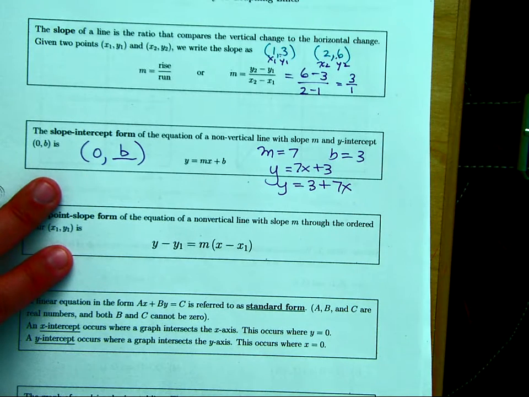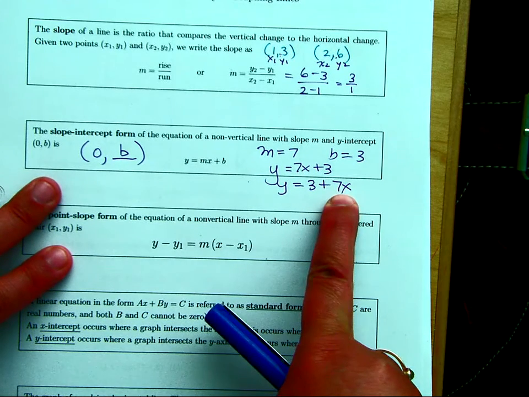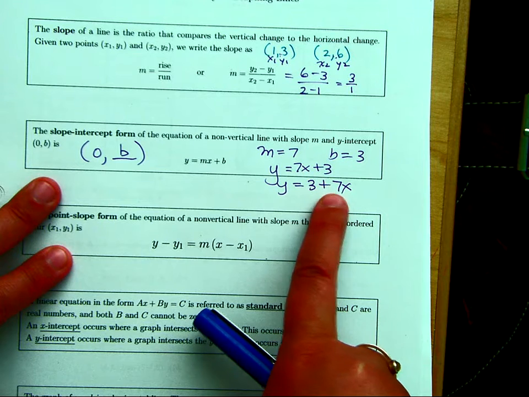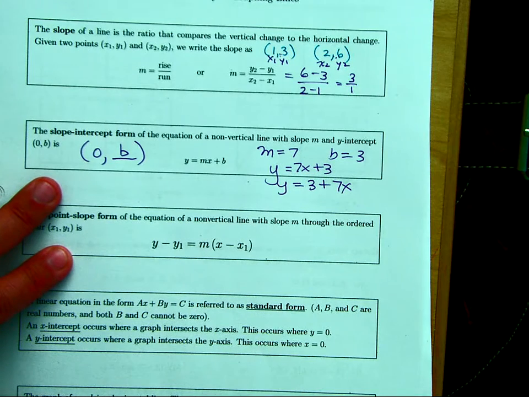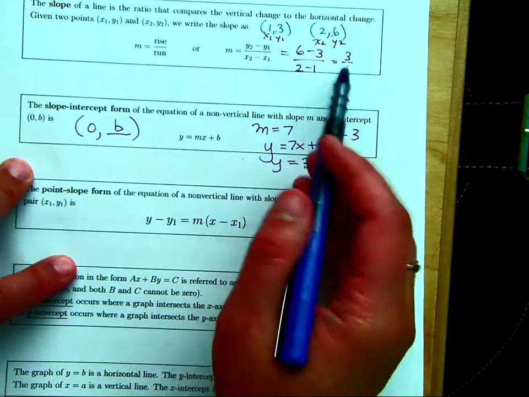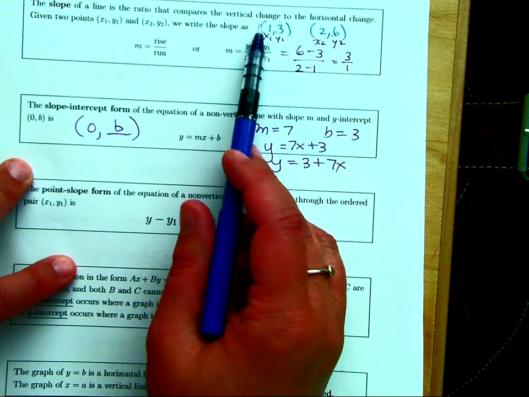The slope is always going to follow the variable x. So it doesn't actually matter which order these come in. We usually put the x first and the slope first, but it doesn't have to be written like that. So don't be misled.